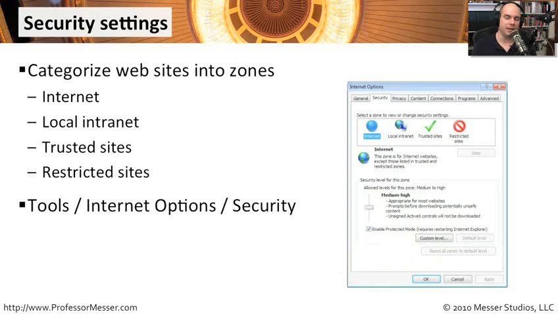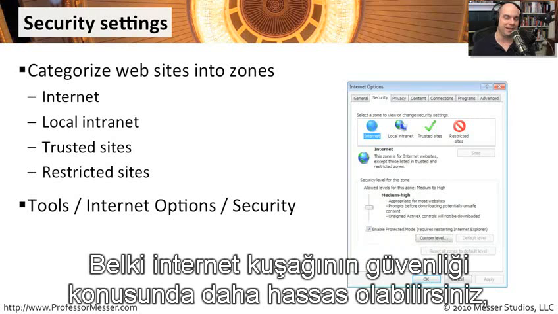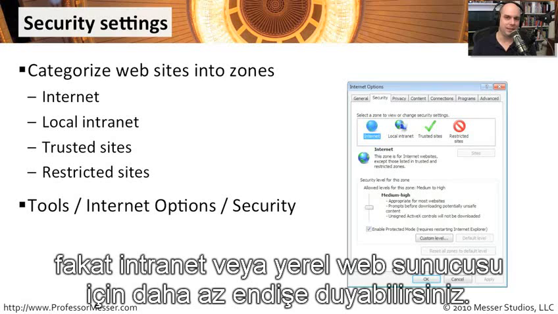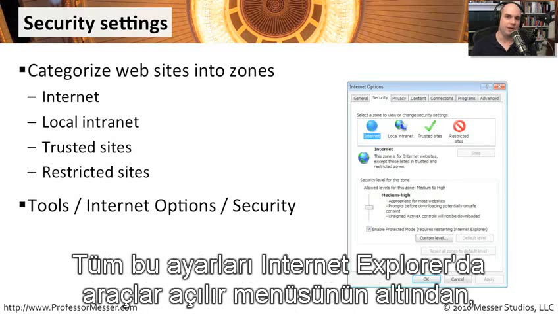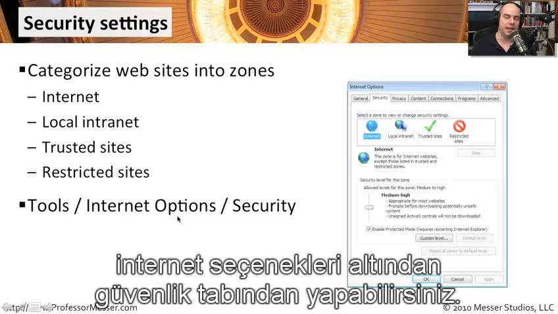And this gives you a little bit more flexibility. Maybe you'd like to be a little bit more concerned with security from the internet, but a little bit less concerned if it is an intranet or a local web server. You can find all of those settings under your Tools pull-down menu under the Internet Options and the Security tab.